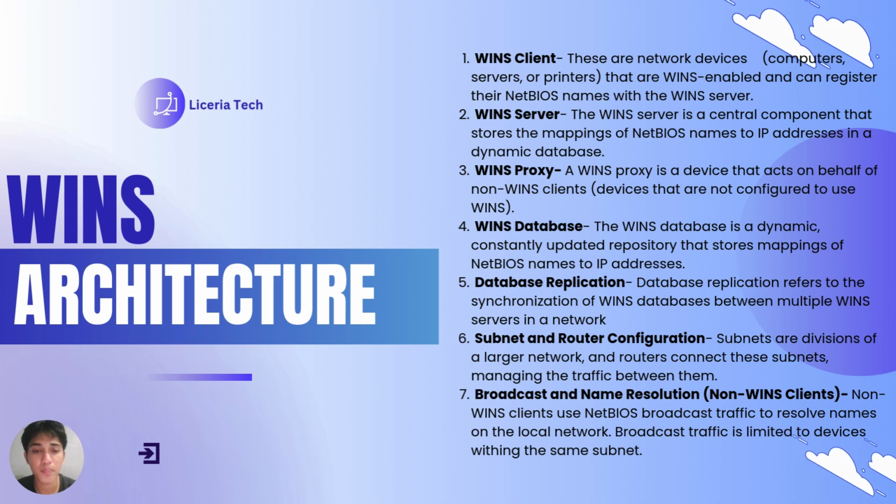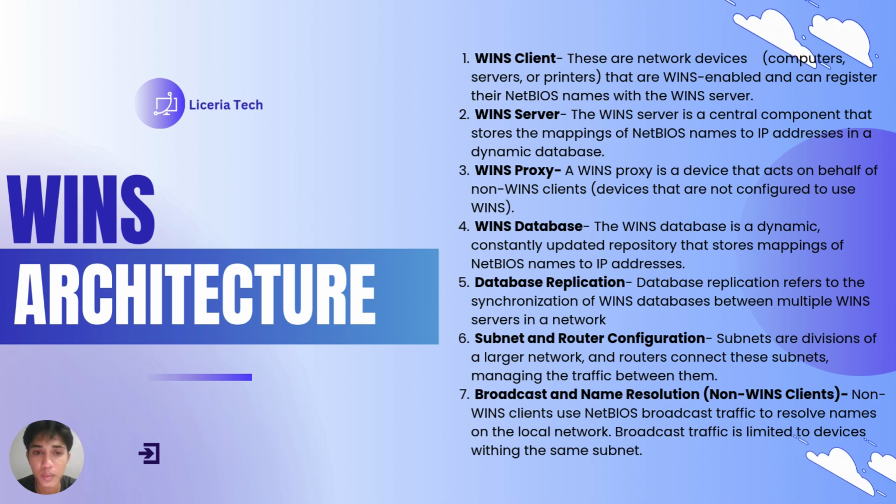They share and update their databases with each other so that all servers have the same information. So the WINS server constantly uses the database to handle requests for finding names to keep the client information current. Number 5, database replication. Database replication refers to the synchronization of WINS databases between multiple WINS servers in a network.